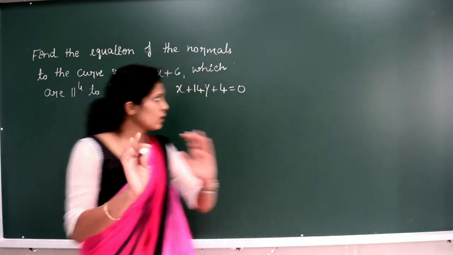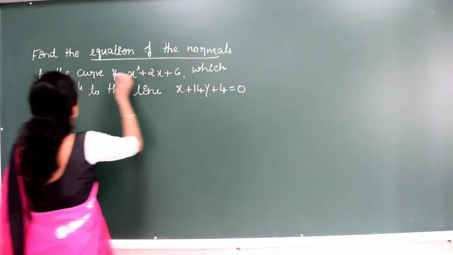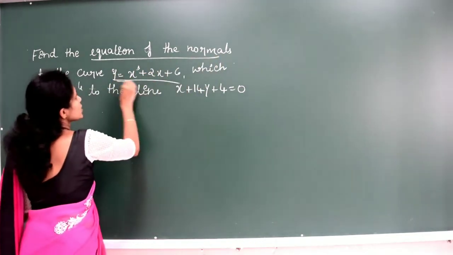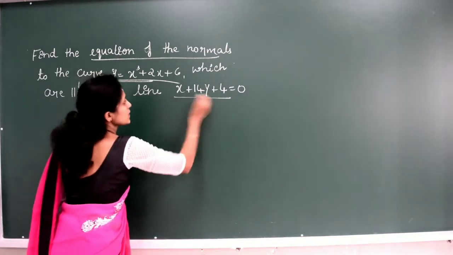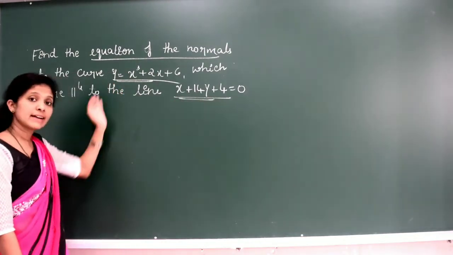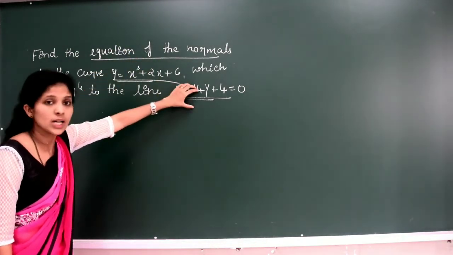Now let us see this one. Find the equation of the normal to the curve. You have to find the equation of a normal to this curve which is parallel to this line. Is it clear? That normal is to this curve which is parallel to this line.